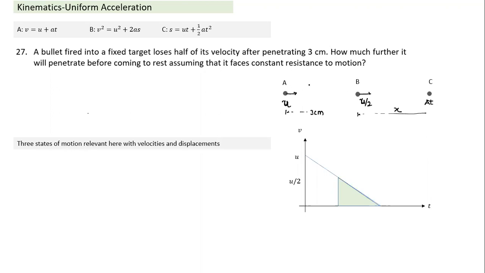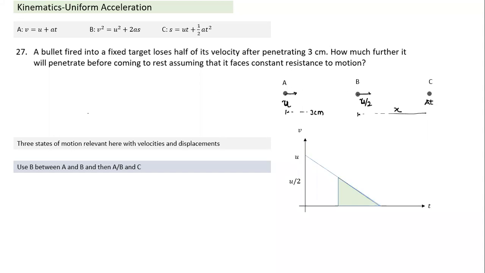So one way of solving: there are three states of motion relevant here. This instance, this instance, and U by 2 with final velocity 0. The velocities are given, displacements are given. So we can use the second equation between A and B, and then between A and C or B and C. Either way this equation can be applied twice, and we can get an answer. But we can also understand this question using a VT graph.